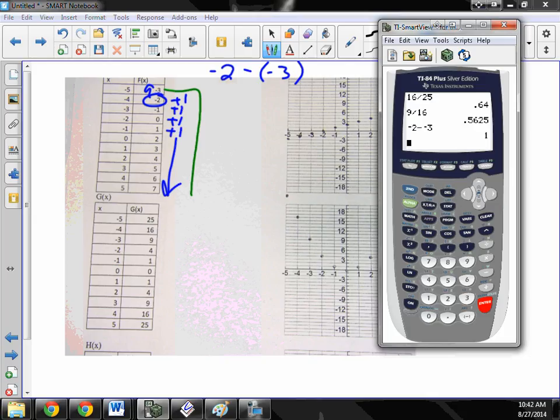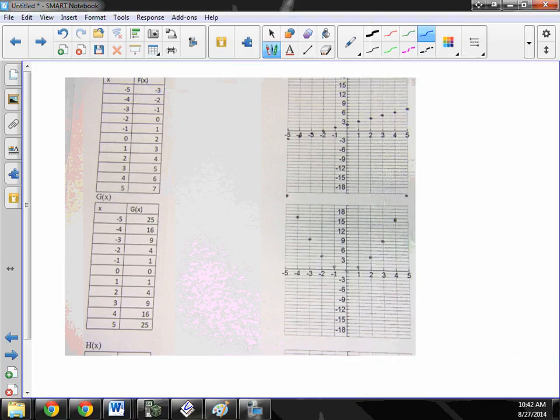Okay? If my first differences are positive, how is that going to affect the shape of the line? It's going to go up. If my first differences are positive, then the line is positive. It's going up. Okay? So we take a look at the second one. Is it linear? No. Is it exponential? How do we know?